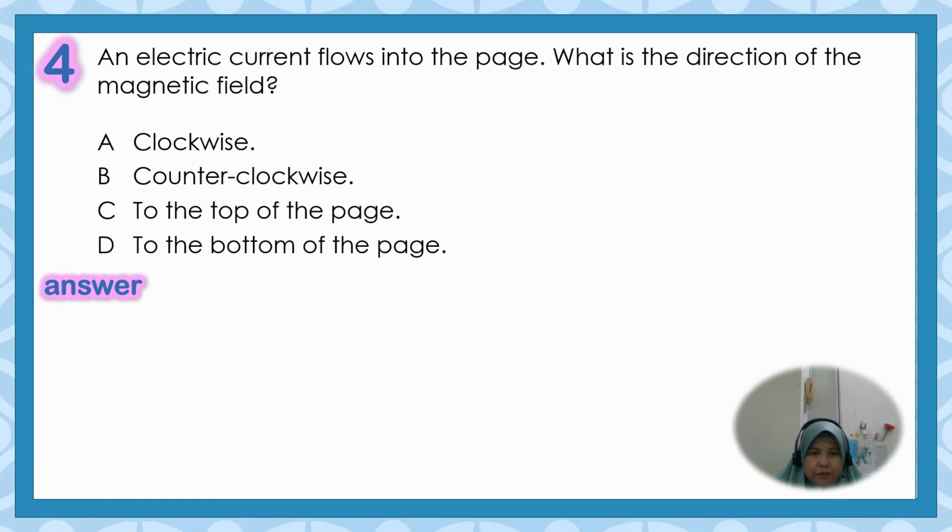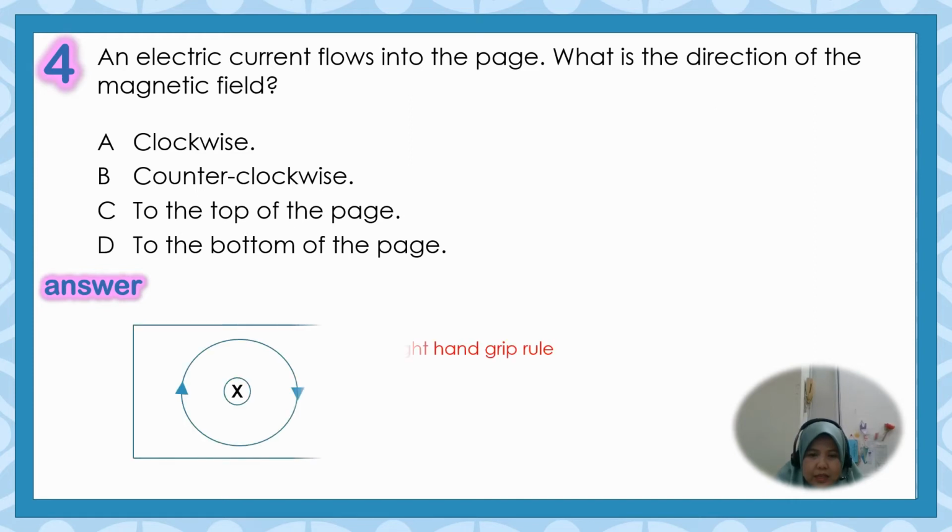For question number 4, an electric current flows into the page. What is the direction of the magnetic field? In this case, if you refer to the diagram, if the electric current enters or flows into the page, we use the right hand grip rule to identify the direction of the magnetic field. Because of that, the answer for this question is clockwise.